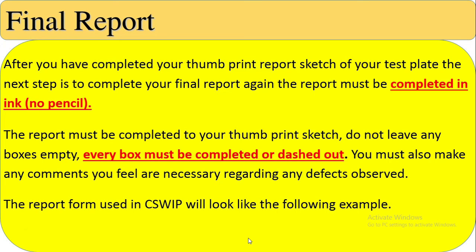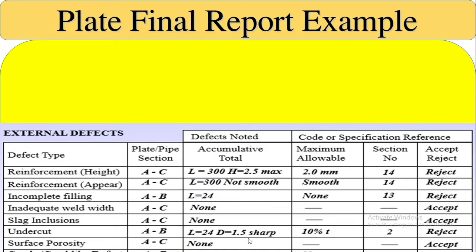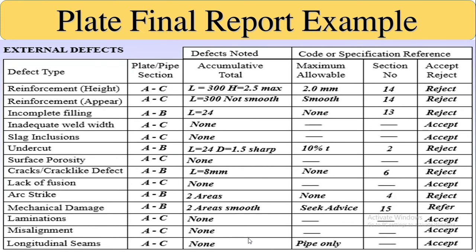The report forms used in CSWIP will look like in the following example. So the report form, how it is. That thumbprint report sketch is there. You have to fill up that sketch this way and that way, and this is how the report form is. You see here, the report form. External defects, because you cannot see the internal defects here, only the visual external defects. Defect type, you see here: reinforcement height, appearance, incomplete filling, inadequate. So how much it is, you have to mention all these things here.